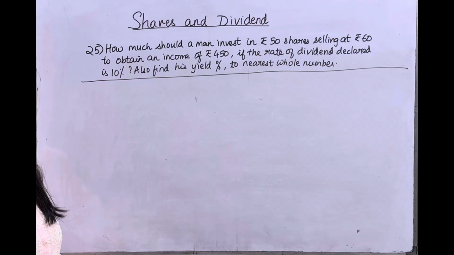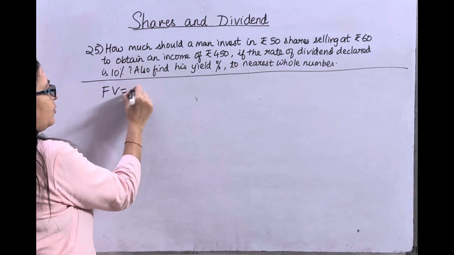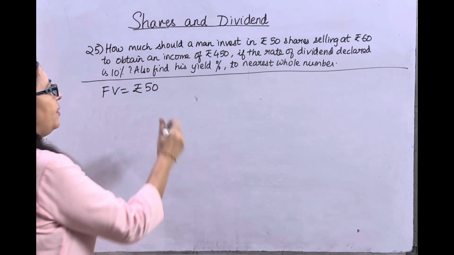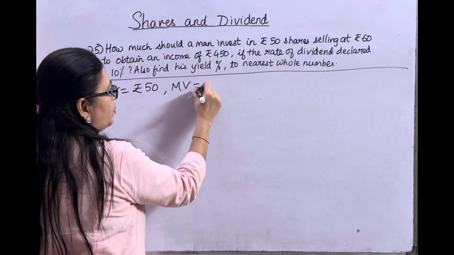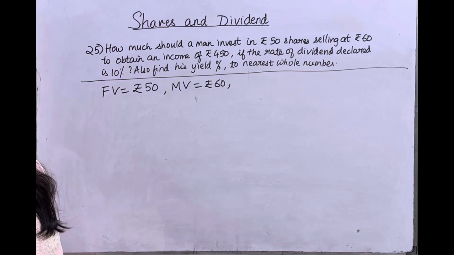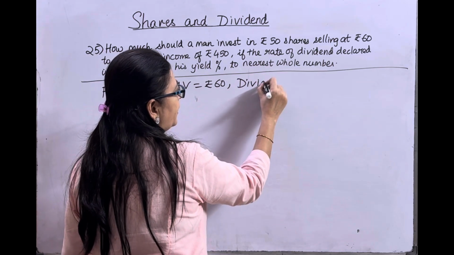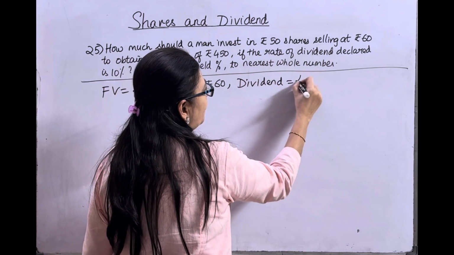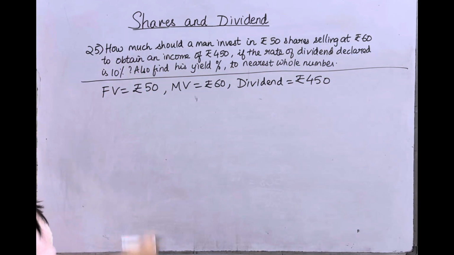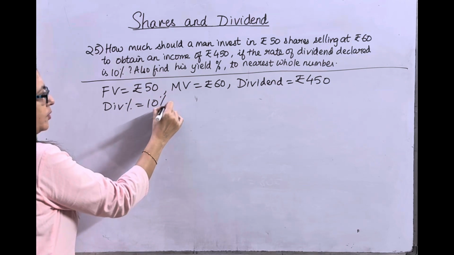How much should a man invest in rupees 50 shares? Face value is rupees 50, selling at rupees 60. Market value is rupees 60, to obtain an income of rupees 450. Income means what? Dividend. Dividend is rupees 450. If the rate of dividend declared is 10%, so dividend percent is given as 10%.